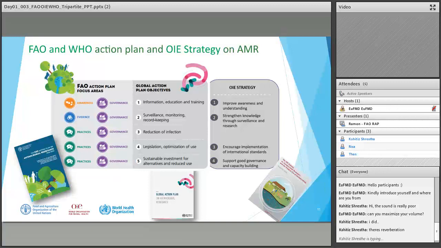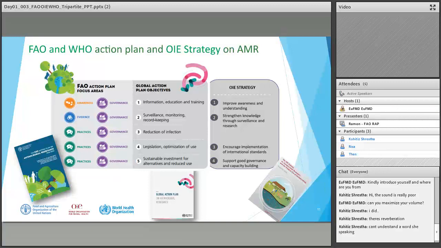So our global partners are working together for AMR-related issues.